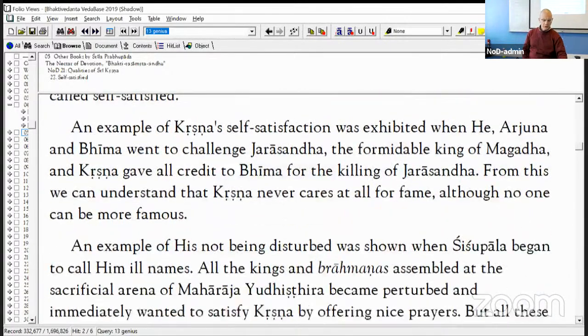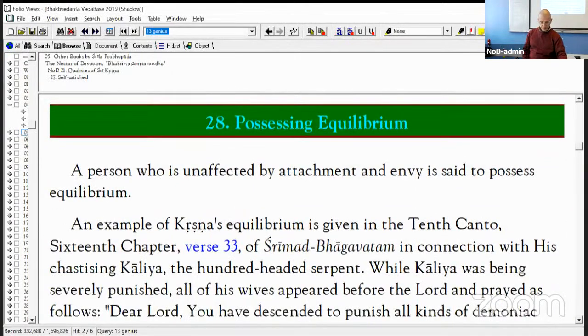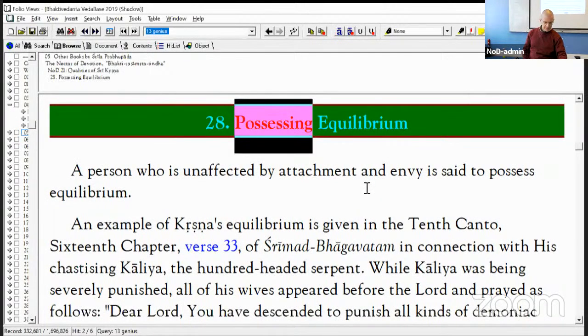Okay, thank you. So, Dhritiman is dhira. Then 28, possessing equilibrium. So I must say, this is a quality of most of my heroes from before Krishna consciousness. Some kind of Phineas Fogg, who's traveling the world in 80 days, and he is equipoised in whatever situation. No matter what happens, you're never losing your cool.